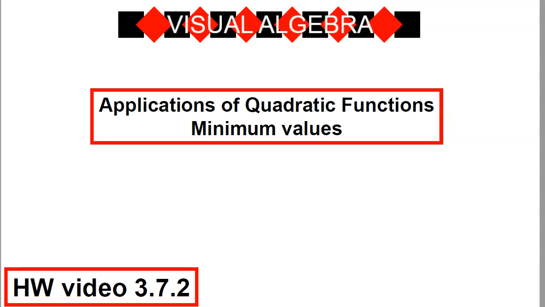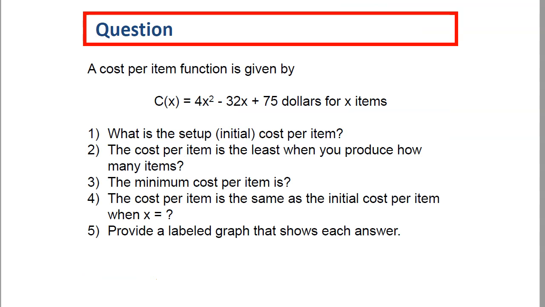In this video, we'll talk about an application of quadratic functions with minimum values. Our question is, a cost per item function is given by c of x equals 4x squared minus 32x plus 75 dollars for x items. Our questions are, what is the setup initial cost of the per item? The cost per item is the least when you produce how many items? The minimum cost per item is what? The cost per item is the same as the initial cost per item when x is what? And provide a labeled graph that shows each answer.